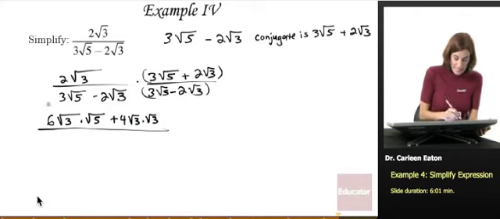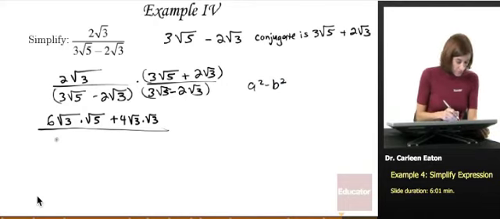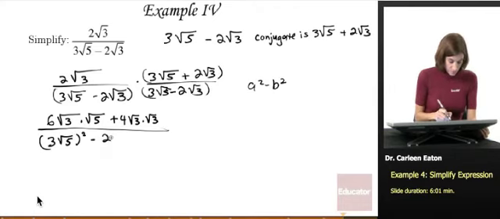Now, when I look at what I have here in the bottom, in the denominator, I'm going to recognize that what I have is the difference. I'm going to end up with the difference of 2 squares. A squared minus b squared. So I can go ahead and rewrite that as follows. Minus 2 radical 3 squared.